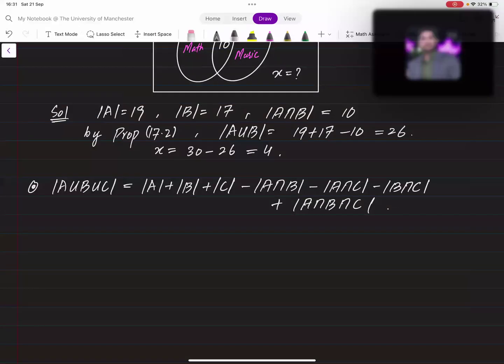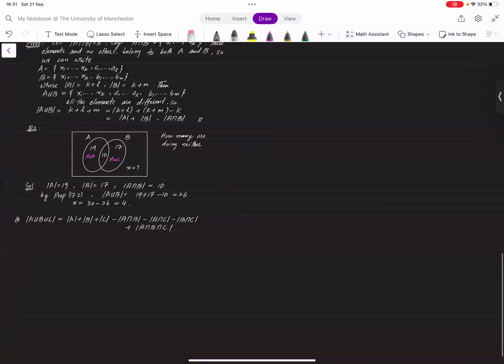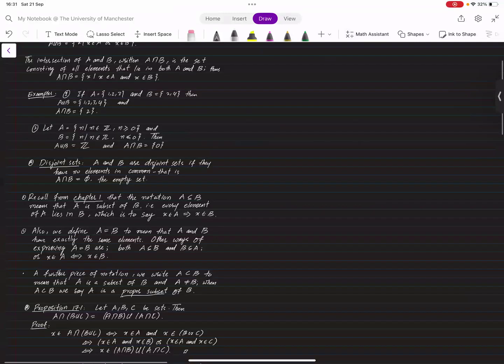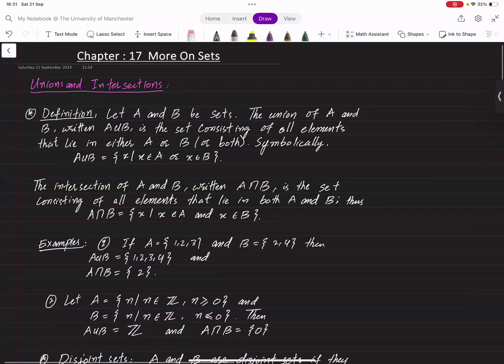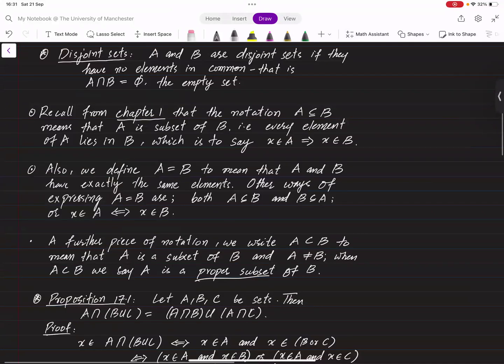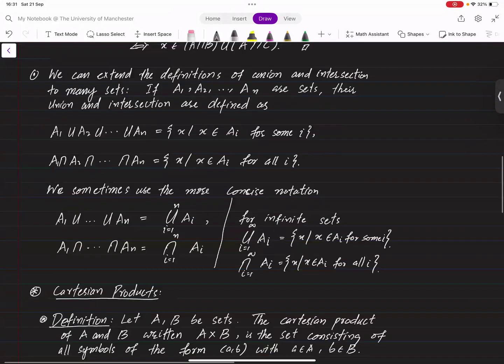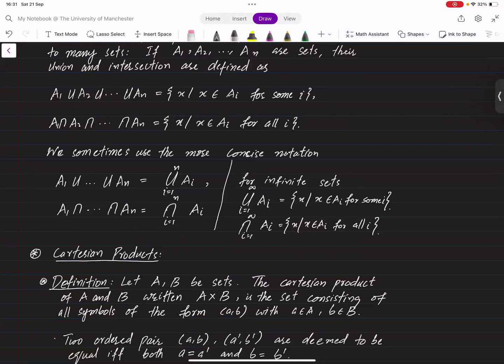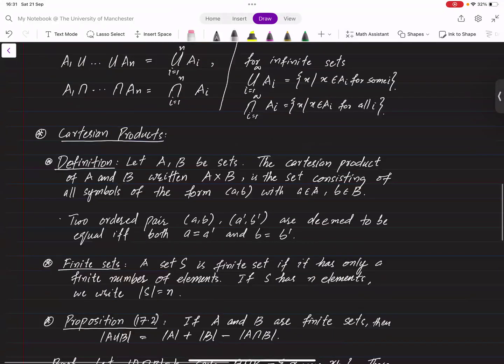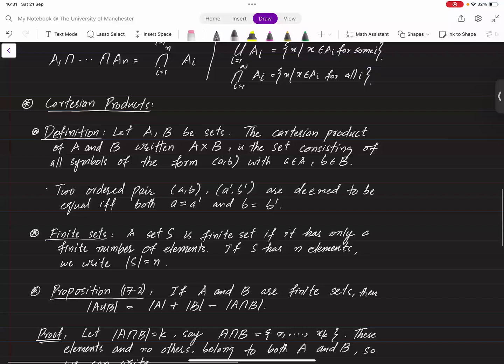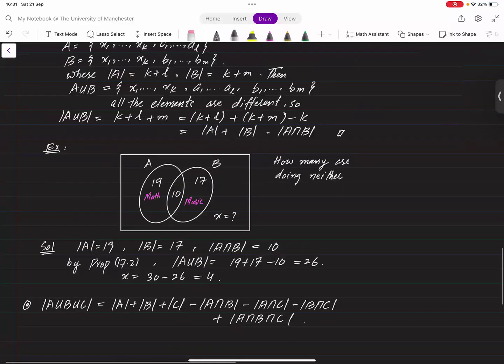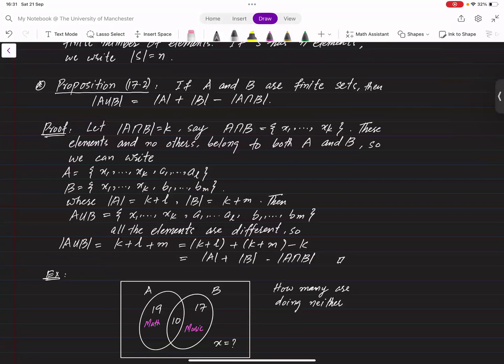So we are doing the chapter on more on sets, and we have defined the definition of union, intersection, and then we have defined a proposition for the De Morgan's law on union and intersection. Then we have defined some notations for the union and intersection for the finite and infinite sets. Then we have defined the Cartesian products, and we have defined the proposition which is for the order of A union B.